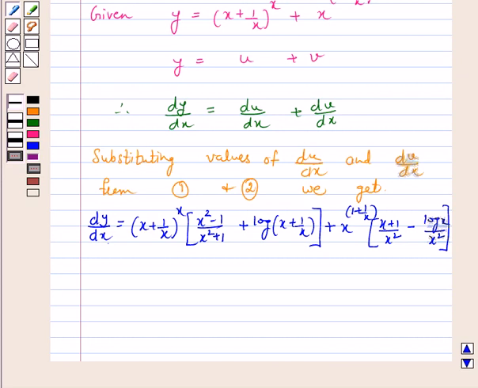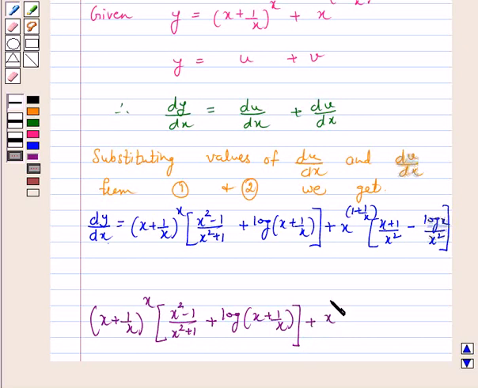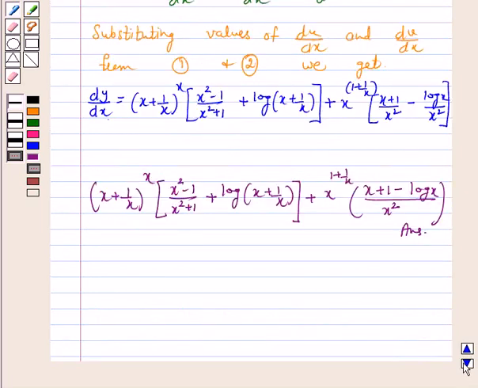Hence, we have differentiated the given function and our answer is (x + 1/x)^x into [(x² - 1)/(x² + 1) + log(x + 1/x)] plus x^(1 + 1/x) into (x + 1 - log x)/x². So this is our answer. I hope the question is clear to you.